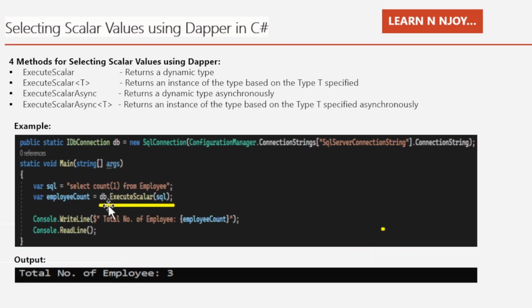So it will give the count, right? That count I am just going to store into this employeeCount variable, and then I'm printing the total number of employees with Console.ReadLine. And if you see the output over here, total number of employees 3 got printed in this console window. So that's how we use the ExecuteScalar method for getting scalar values using Dapper in C#.